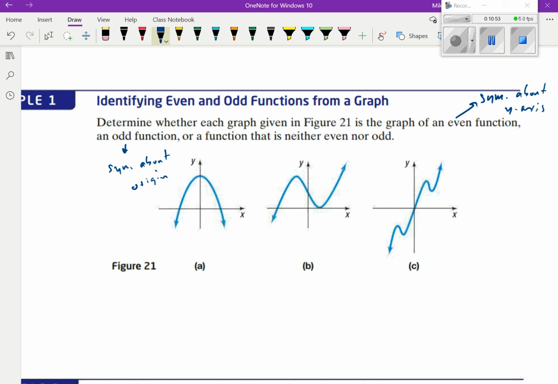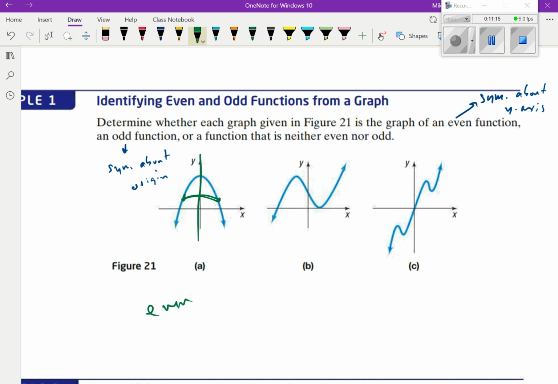So if we take a look at example A, and we see, do we have any symmetry here? I can see that we are symmetrical about the y-axis. Take a point on the right side, I can fold it over, it's on the left. If I'm on the left, I can fold or make it on the right. So since this is symmetrical about the y-axis, this function is an even function.